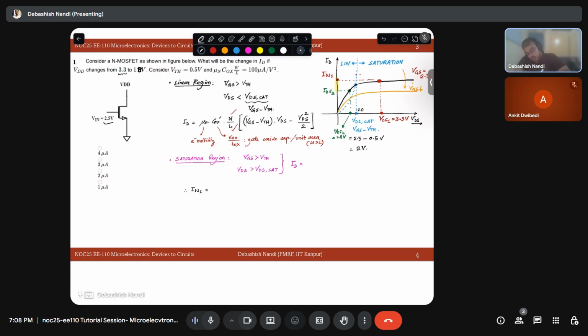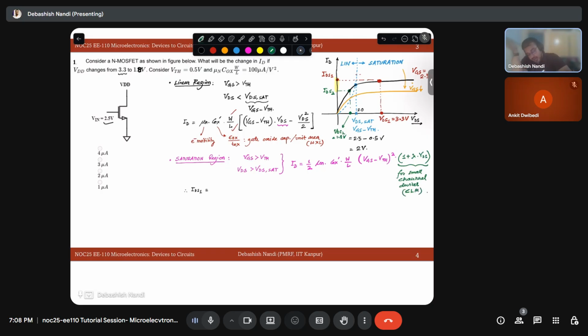Fine. In this region, if you just put VDS equal to VD sat, you will get half mu n Cox dash W over L (VGS minus VTH) whole square. And for short channel devices, you have another term, 1 plus lambda VDS, which will be multiplied. This is due to CLM, channel length modulation, right?